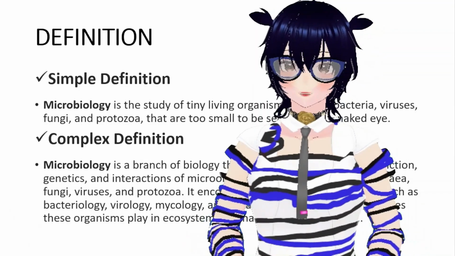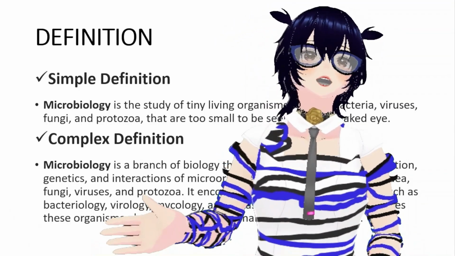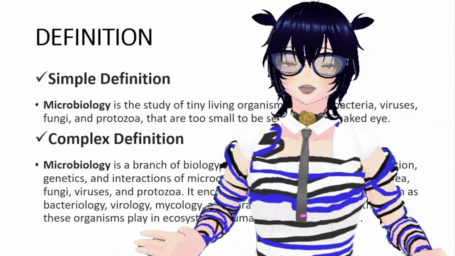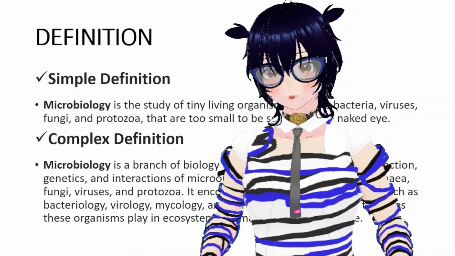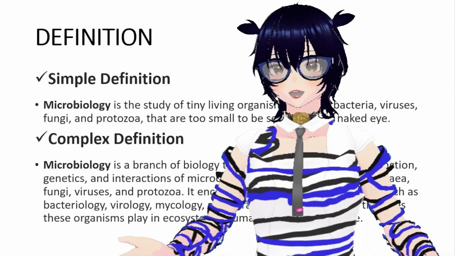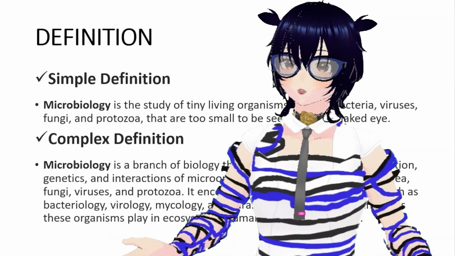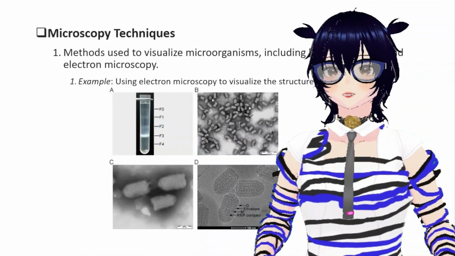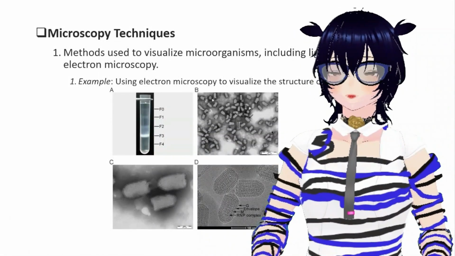A microscope actually has a technology that can see through the 1 millimeter limit. That's why it can differentiate the microorganism as a microorganism. Unlike us, who see them as non-living objects, it can actually capture their movement as well. So the methods used to visualize microorganisms include the light microscope.